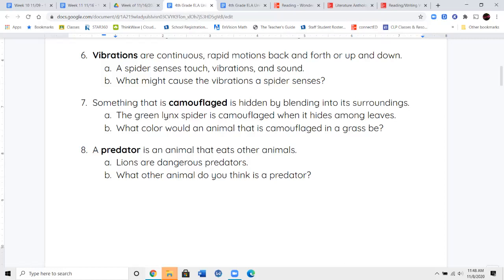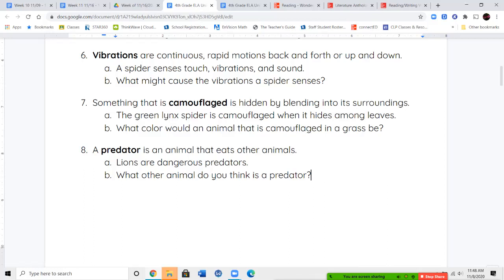And your last word is the word predator. A predator is like the hunter animal. It's the animal that eats other animals. So you have your predators and your prey. The predator hunts the prey to eat it. So a lion is a dangerous predator, right? The lion is a predator and maybe the deer is the prey.